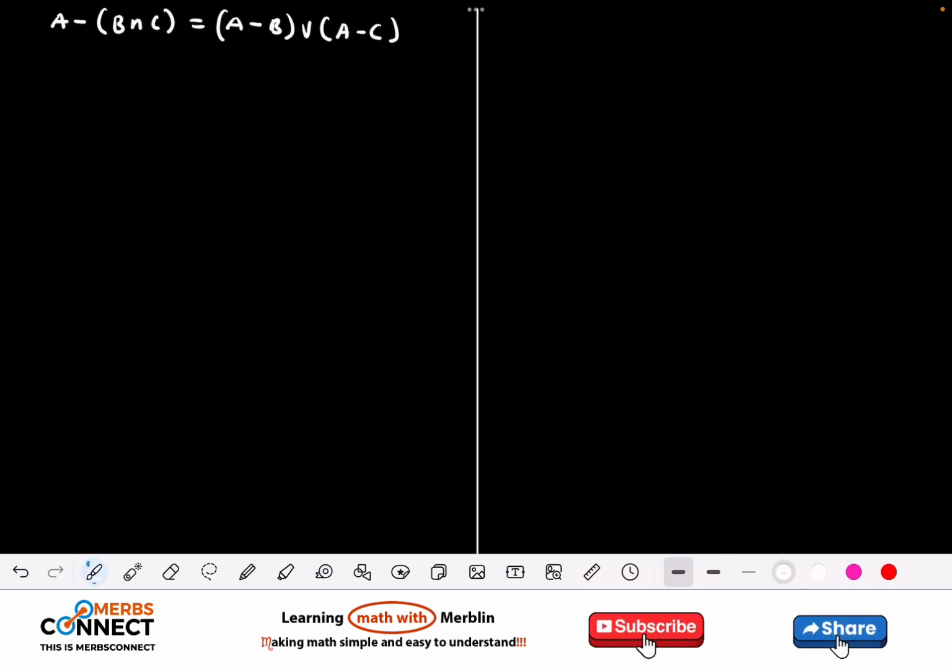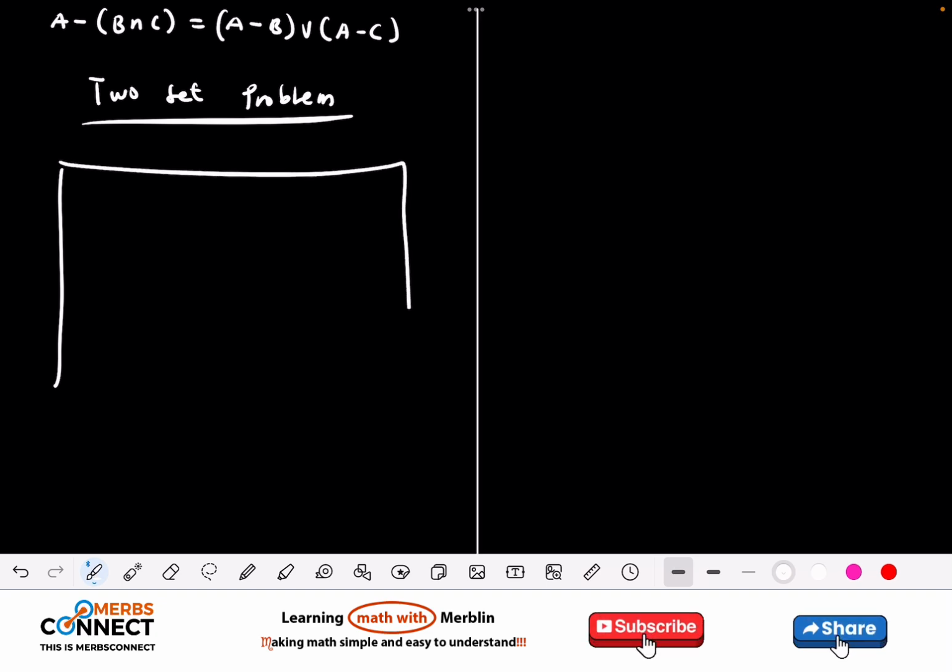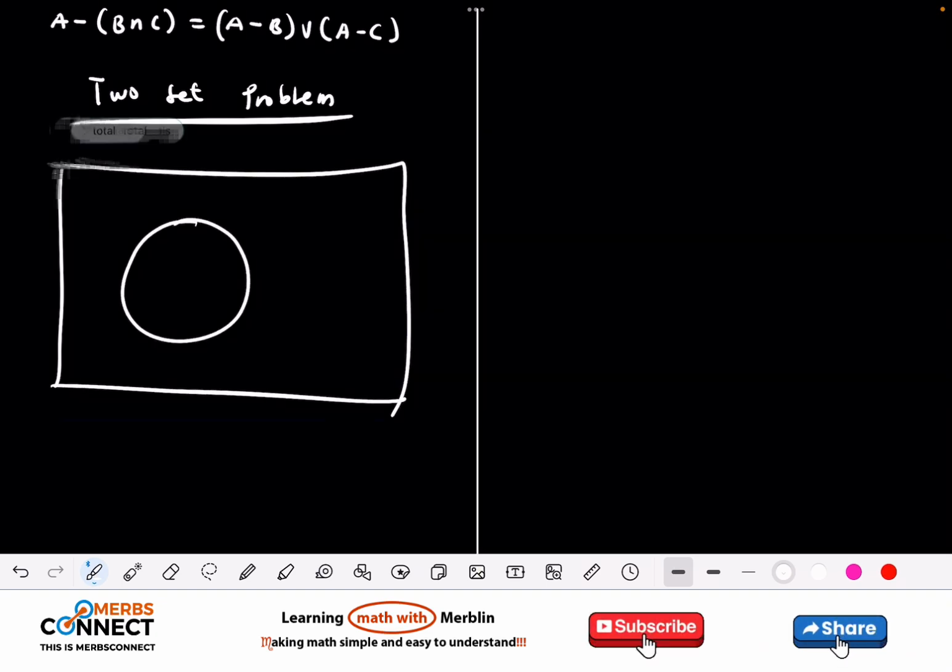So now we are looking at the two set problem. I'm not going to solve an example here, but I'm just trying to introduce the two sets. Let's assume that I have this box here, and I have these two circles. Let me say this one is A, and this one is B.